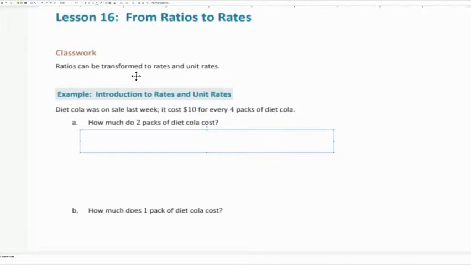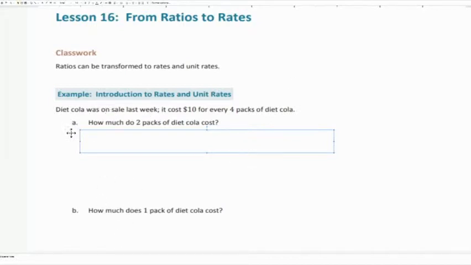So ratios can be transformed to rates and unit rates. And of course, a unit rate is a comparison to one. So if I buy, kind of going into the next one, a 4-pack of soda, a unit rate is how much it costs for actually one of those soda cans, not for the whole pack. And that's what we're going to talk about down here.